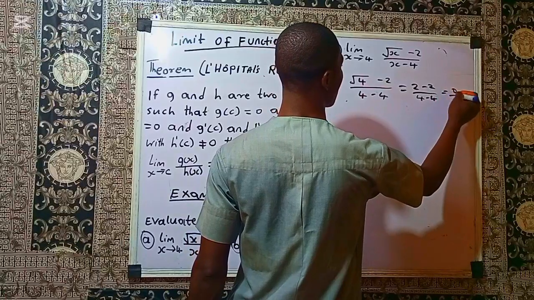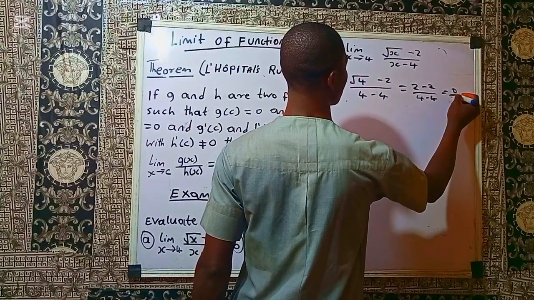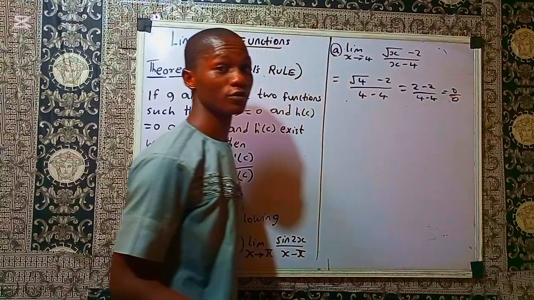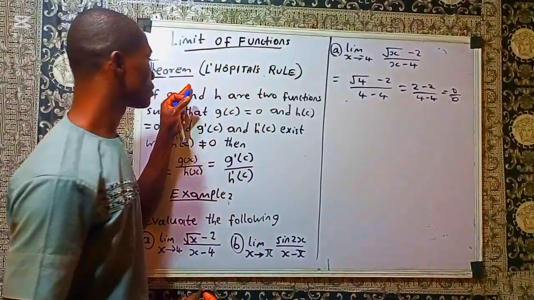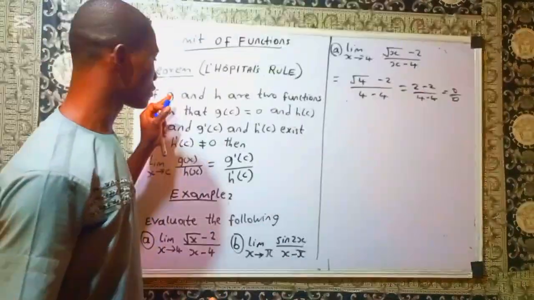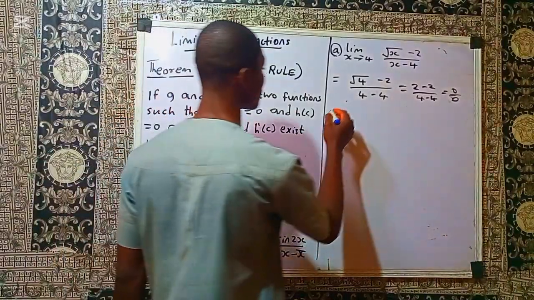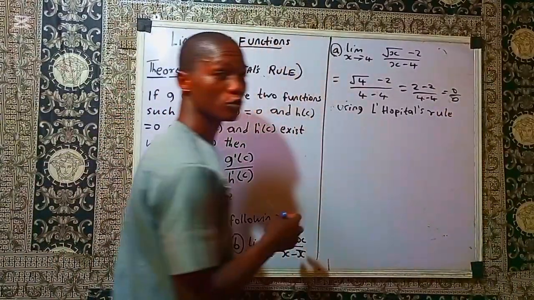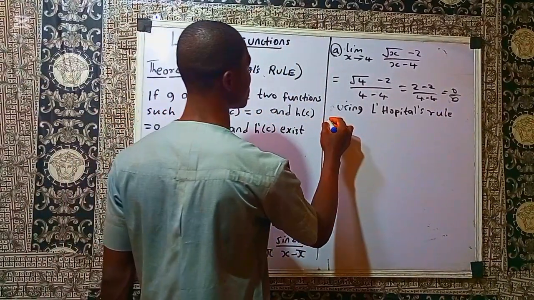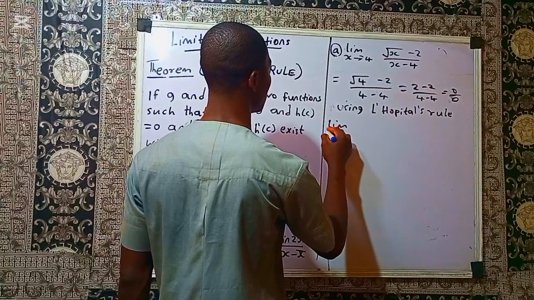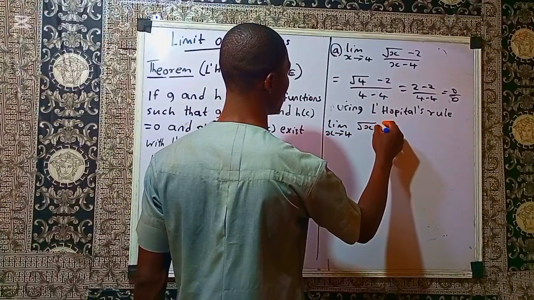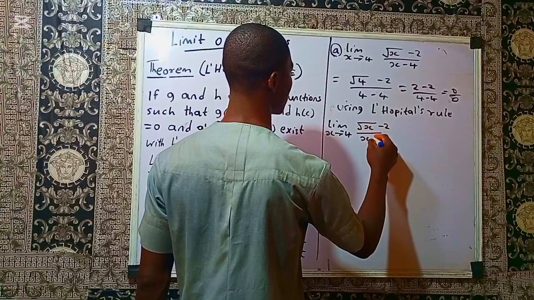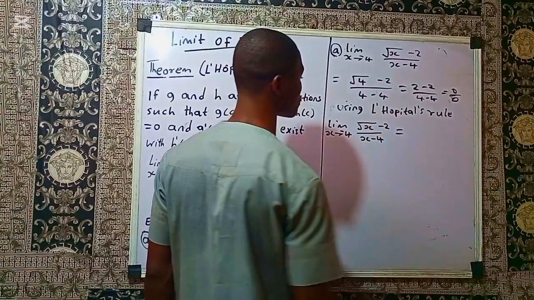This is 0 over 0. That's what we got. So it's an indeterminate expression. 0 over 0 is not an answer. So we use this L'Hopital's rule. This will give us the limit as x goes to 4 of square root of x minus 2 divided by x minus 4 will be equal to.